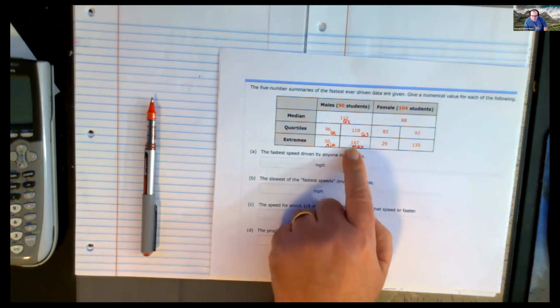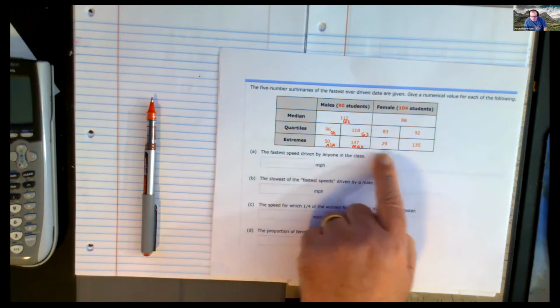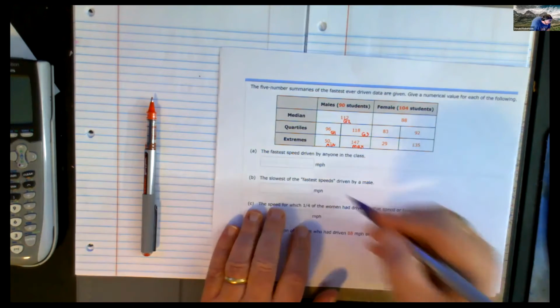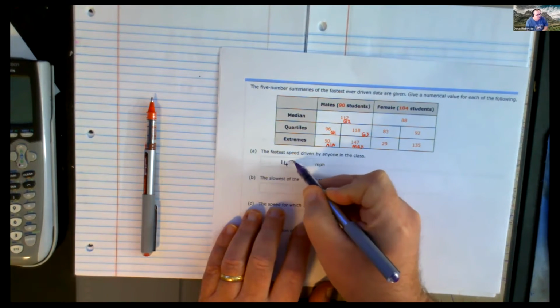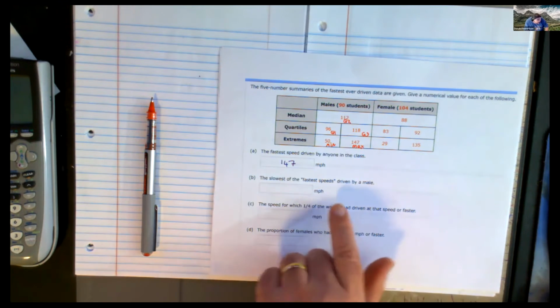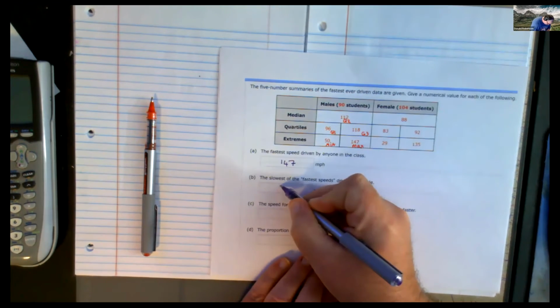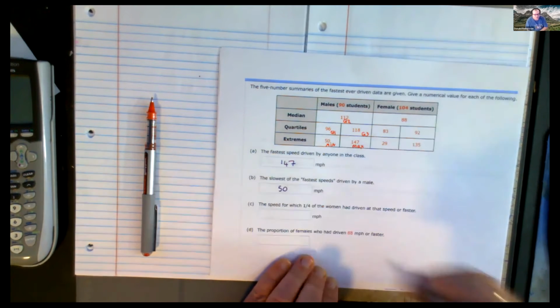Well, if you look at the maximum for the males and the maximum for the females, would you agree that the answer here would just be 147? So we're just looking, do you know how to look at this and glean out the information. Now, the slowest speed driven by a male means you only look at here, and the slowest maximum speed was 50 miles an hour, which I still am quite dubious about.